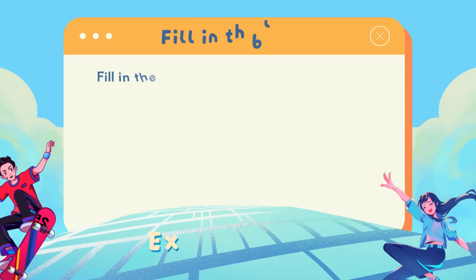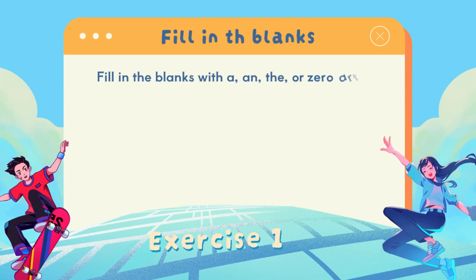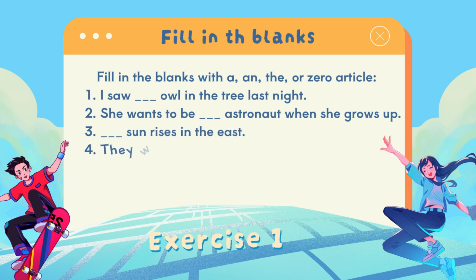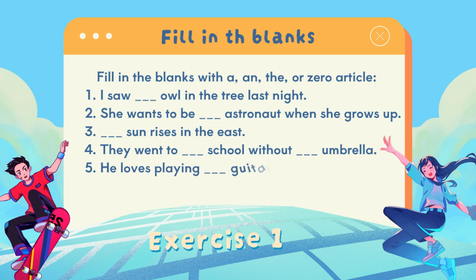Now it's time to practice. Here's exercise 1. Fill in the blanks with a, an, the, or no article. Pause the video if you need time to think. Let's go through the sentences. 1. I saw owl in the tree last night. 2. She wants to be astronaut when she grows up. 3. Sun rises in the east. 4. They went to school without umbrella. 5. He loves playing guitar. Take your time and we'll go over the answers shortly.